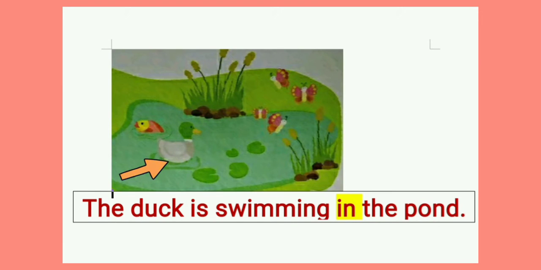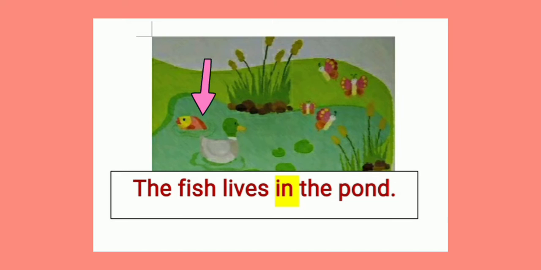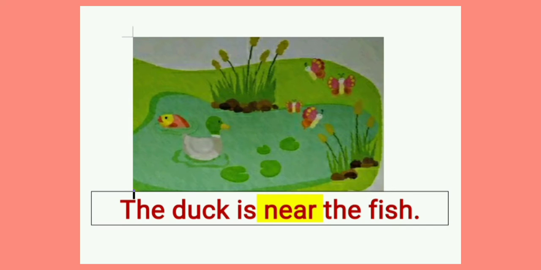The word in shows where the duck is. Next is the fish lives in the pond. It shows the position of fish. The duck is near the fish. It means the duck is next to the fish.